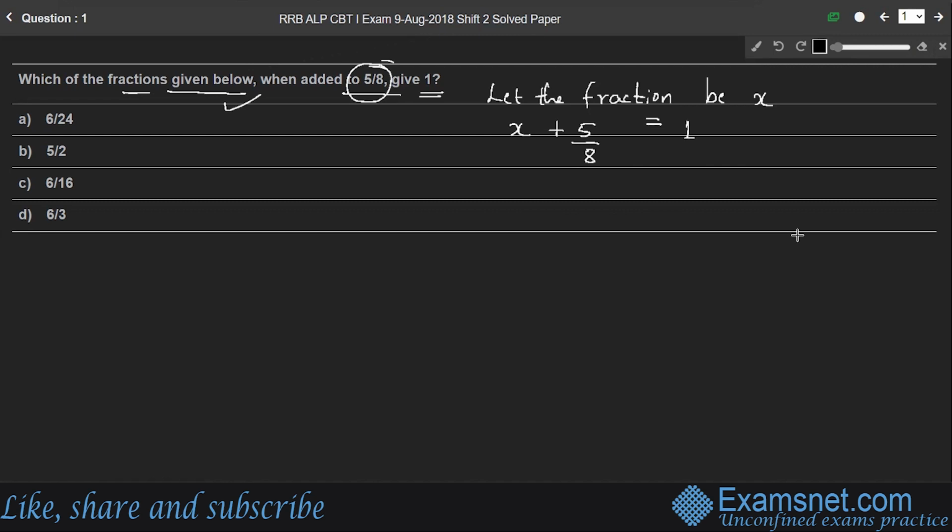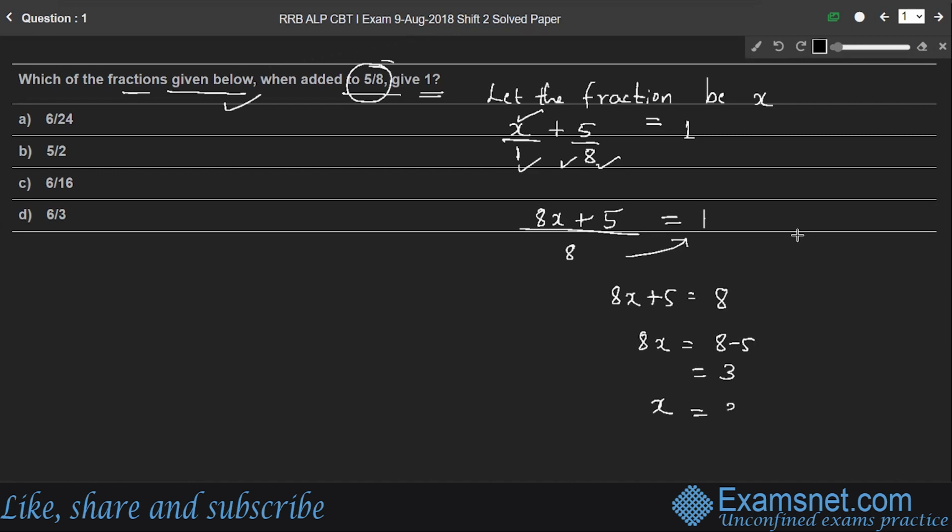In order to solve this, let us take the LCM on the left-hand side. The denominator of x is 1, so the LCM of 1 and 8 becomes 8. The numerator becomes x into 8, which is 8x, plus 5, and this is equal to 8. Therefore 8x plus 5 is equal to 8. Take this 5 to the other side, therefore 8x becomes 8 minus 5, which is 3. Therefore the value of x is 3 by 8.